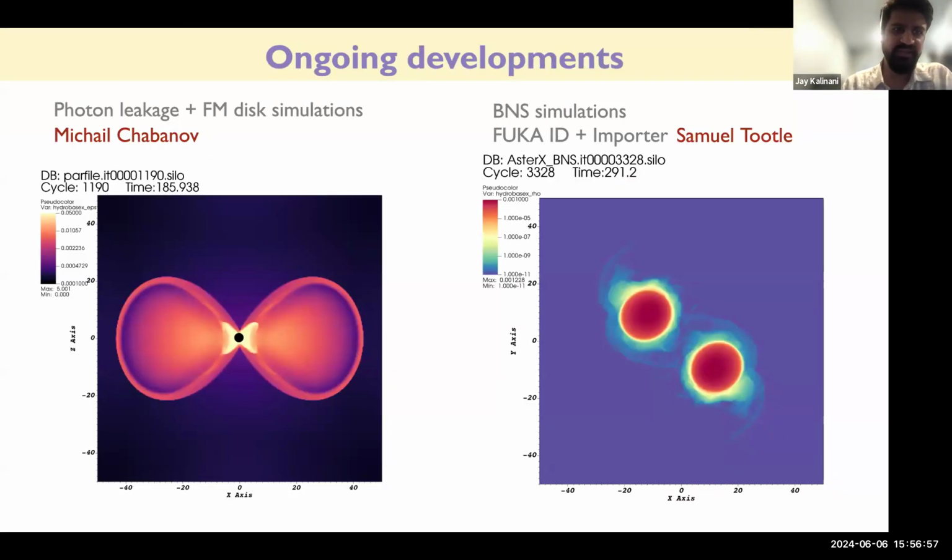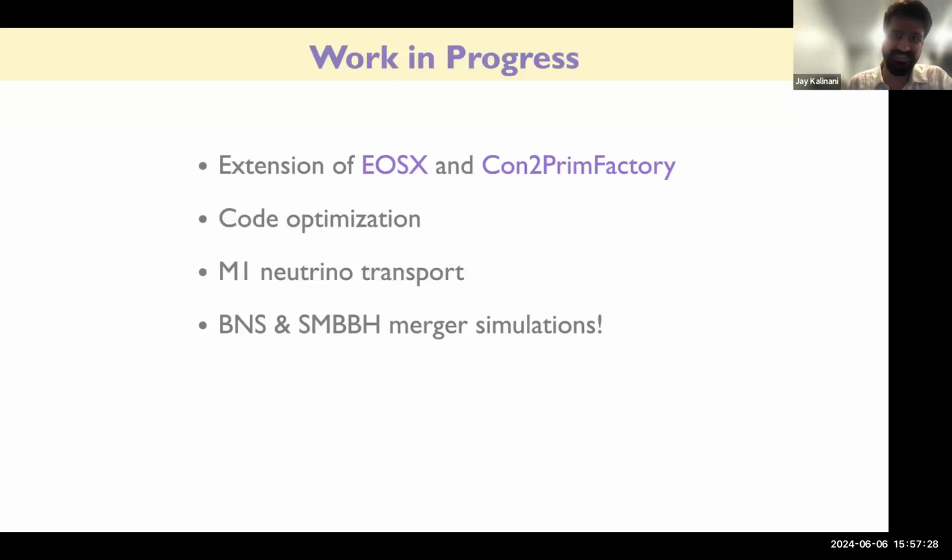For ongoing developments, we have a postdoc at RIT, Mikhail Shabana, who is currently implementing the photon leakage in AsterX and trying to perform some FMDIS simulations that you see here. This is still a work in progress. Meanwhile, I'm trying to perform some BNS simulations as well, using Fuka initial data, as well as the importer provided by Samuel Tootle. This is again something ongoing as well. So essentially, AsterX is currently a work in progress. The code is still being developed. We are extending these EOSX and Con2Prim factory components.